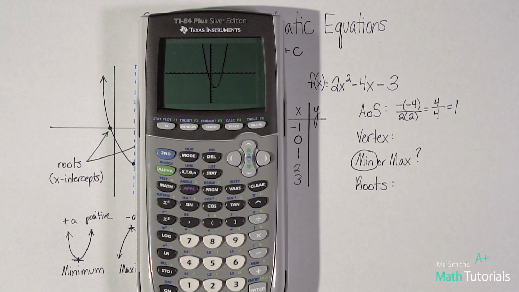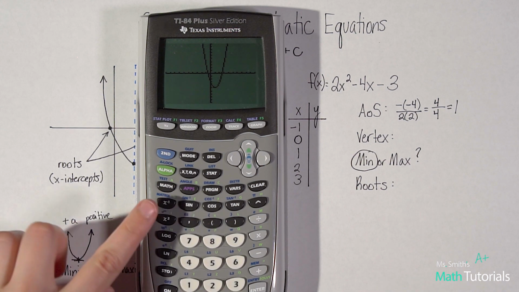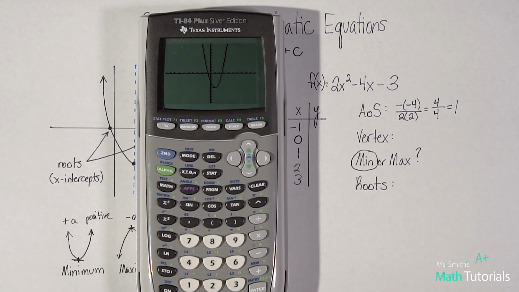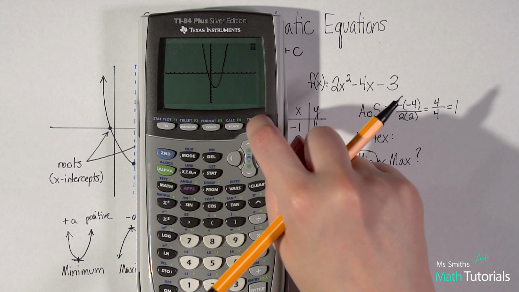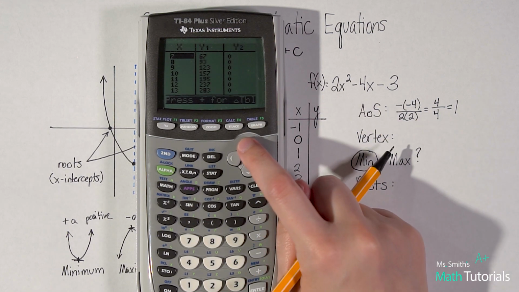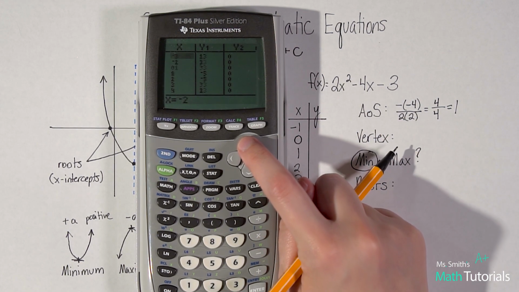All right, now we've seen what it looks like. Let's look at the table of values. So go to second graph. That takes us to the table. Now, for some reason, it started me at 7.